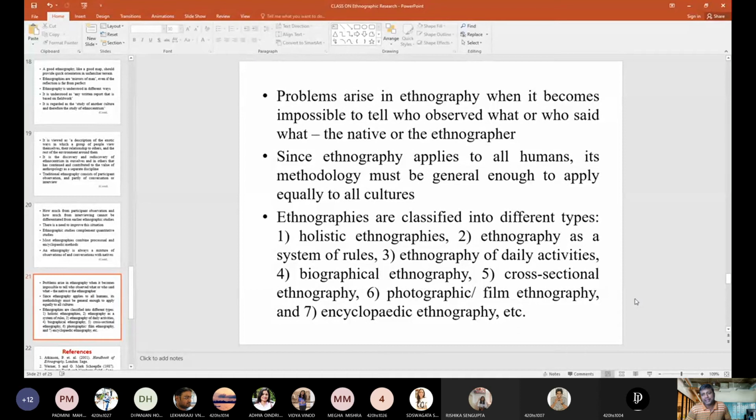Since ethnography applies to all humans, its methodology must be general enough to apply equally to all cultures. The ethnographies are classified into different types: holistic ethnographies, ethnography as a system of rules, ethnography of daily activities. Means we have lots of things we use in the context of ethnographies. Biological ethnography, cross-sectional ethnography, photographic and film ethnography, and encyclopedic ethnography are also used. So these are the overall points about ethnography. And there are lots of books. These are the references which I used for this collection.